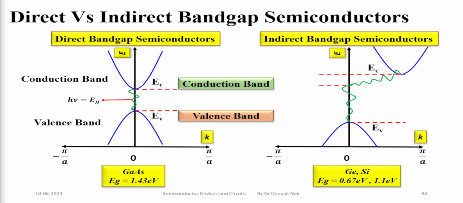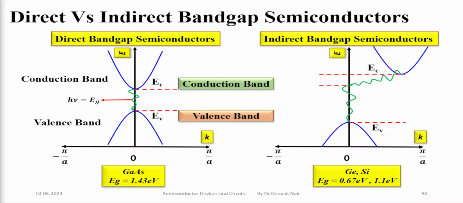Examples of direct band gap semiconductors are gallium arsenide. In case of indirect band gap semiconductors, we have germanium and silicon. To design LEDs, we generally use direct bandgap semiconductors, because if we can tune the energy band gap, then we can tune the frequency of the light also. Frequency of the light is nothing but different colors of light.